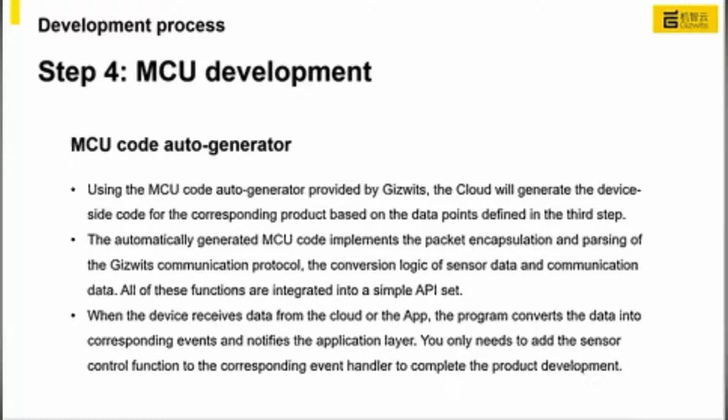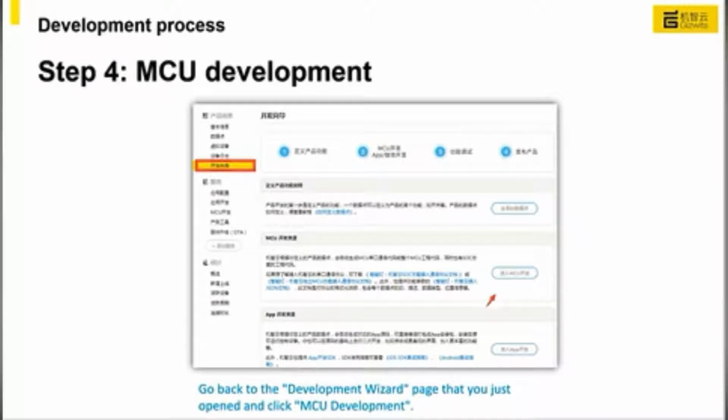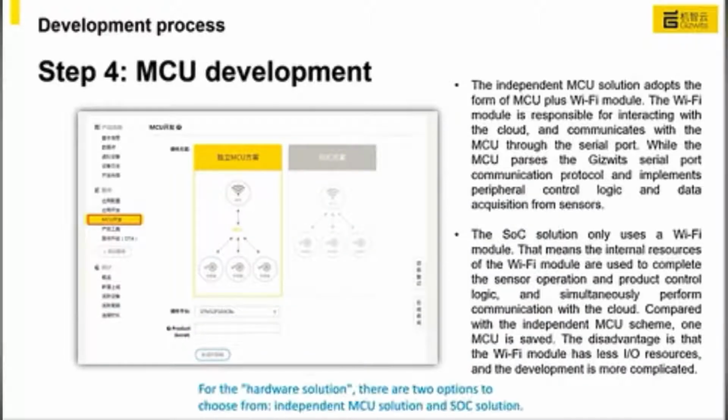When the device receives data from the cloud or the app, the program converts the data into corresponding events and notifies the application layer. You only need to add the sensor control function to the corresponding event handler to complete the product development. Next, let's start to do MCU development with Gizwits platform. Go back to the development wizard page that you just opened and click MCU development.